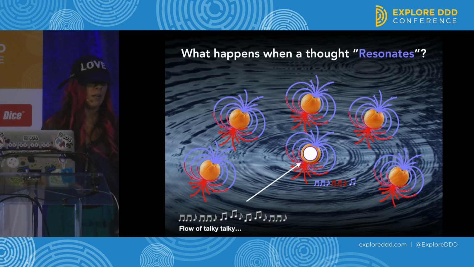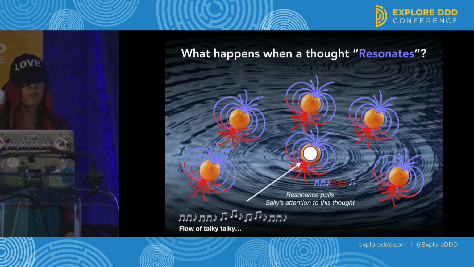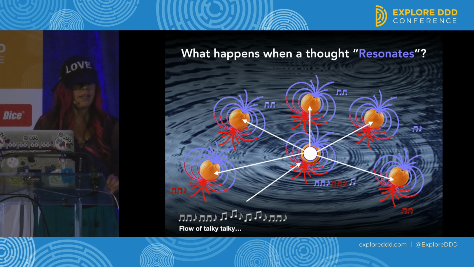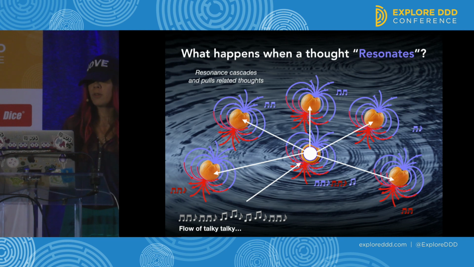So here I'm talking, and initially, the resonance pulls Sally's attention to this particular thought. And then we get these ripple effects where resonance cascades and pulls other related thoughts.